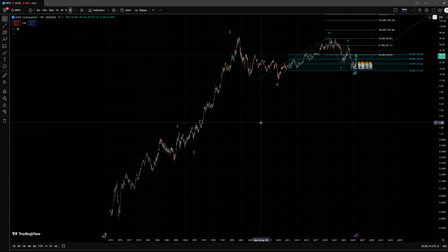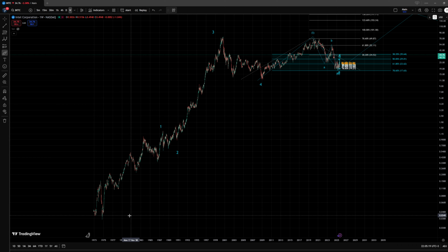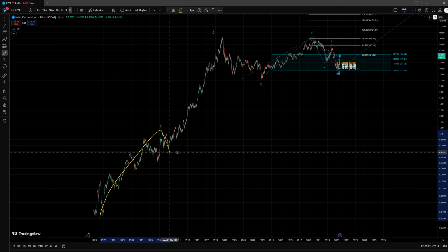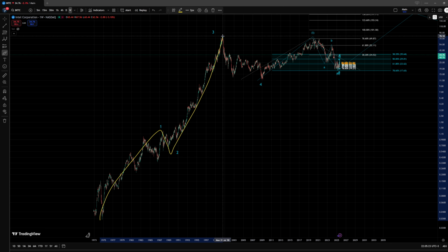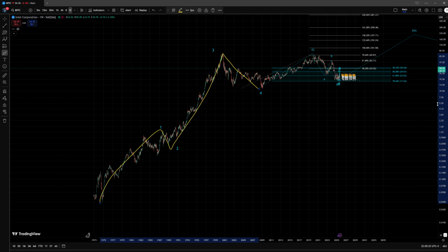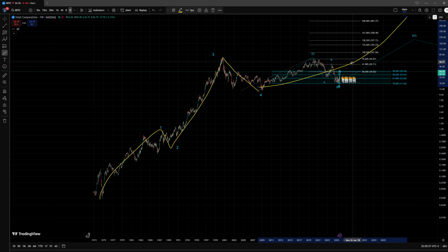In this video we are looking at Intel. It is time for an update, and on the long time frame we have been tracking this idea of a 1, 2, a third wave up, a fourth wave down, and now we would be in a larger fifth wave to the upside to complete this overall structure.